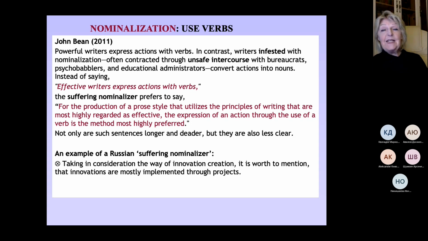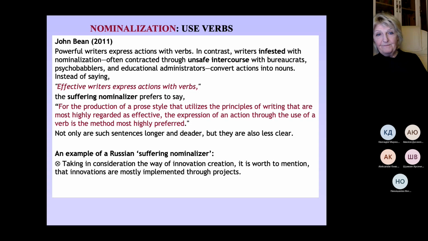So say directly what you want to say, and you won't need any nominalization. Look at the Russian example of a suffering nominalizer below. If you start reading it aloud, you will fall into the Russian way of pronouncing words. Like, taking in consideration the way of innovation creation, it is worth to mention innovations are most horrible, isn't it? Can you work this sentence out, making it just several words, one line?